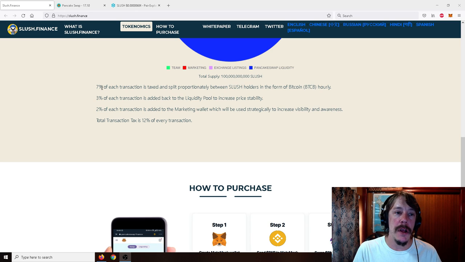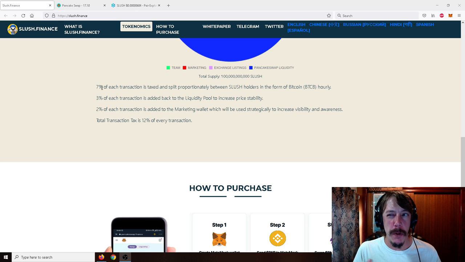Basically shilling, but that's fine as long as the price is going up and the volume is going up. So really the big important thing here is the volume. We'll talk about the price in a second. The total is 12% of every transaction. So basically, it's a big tax. 12% of every transaction.